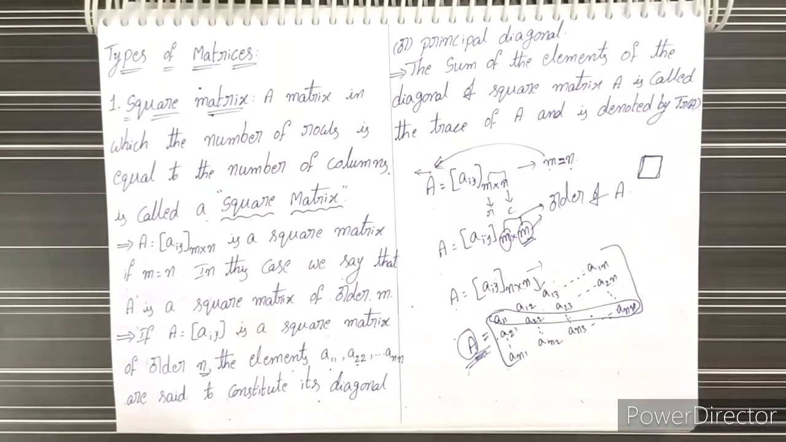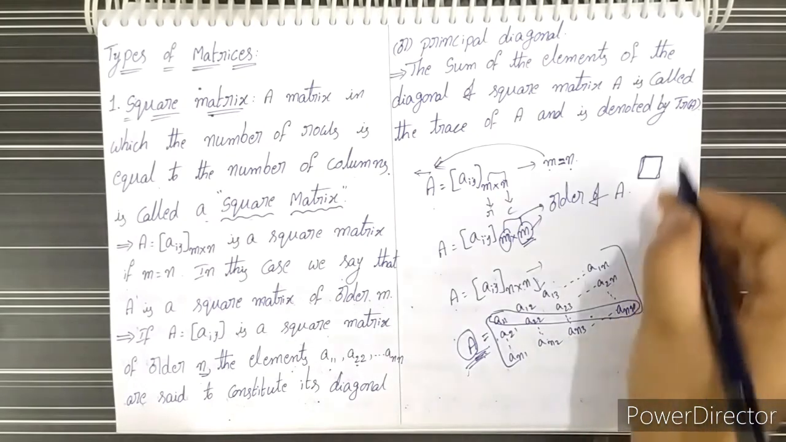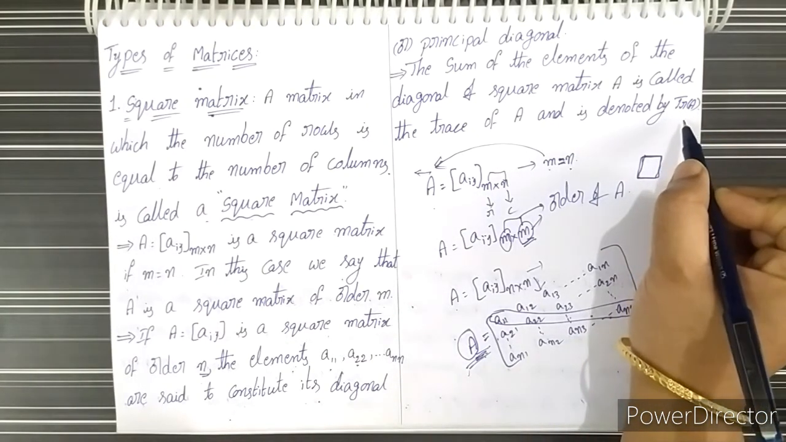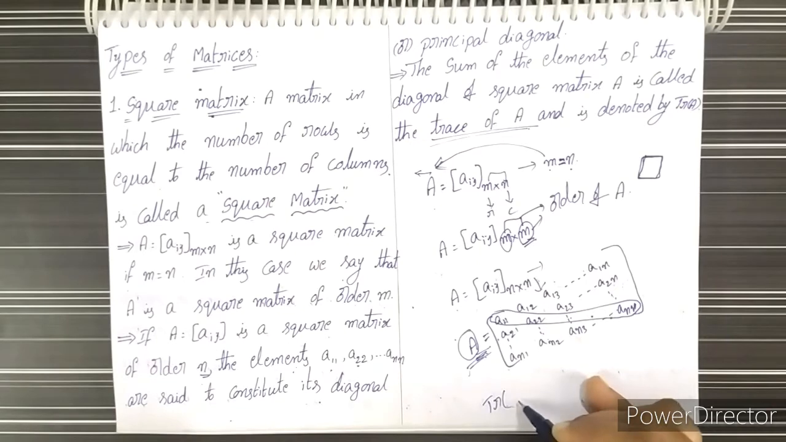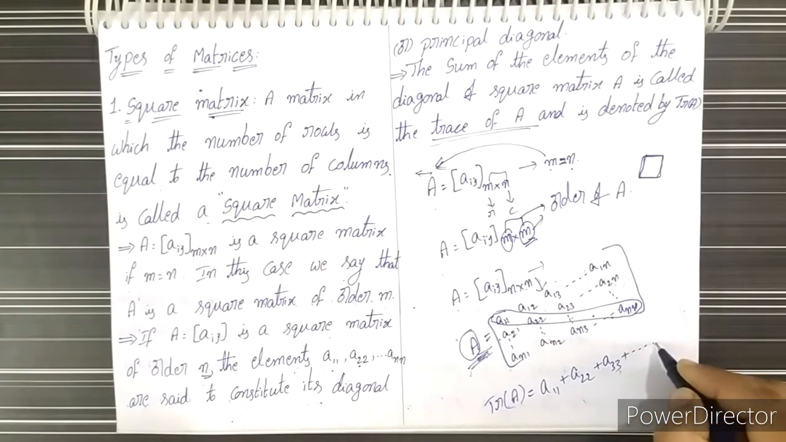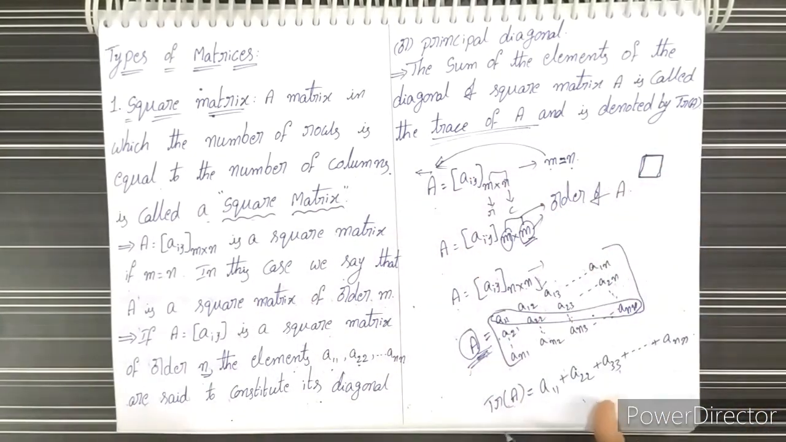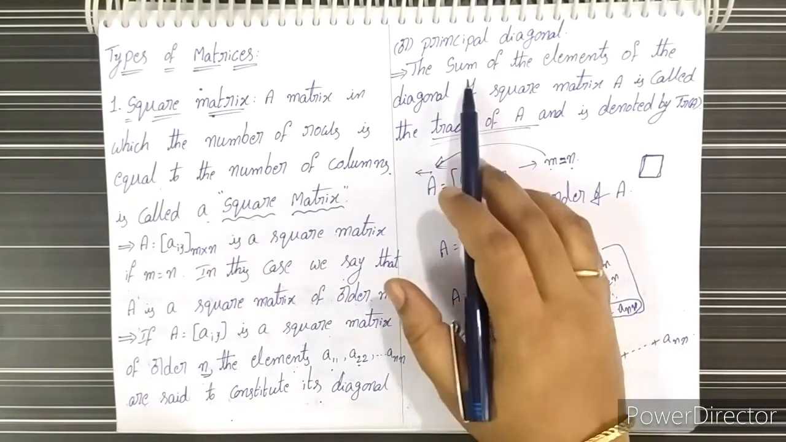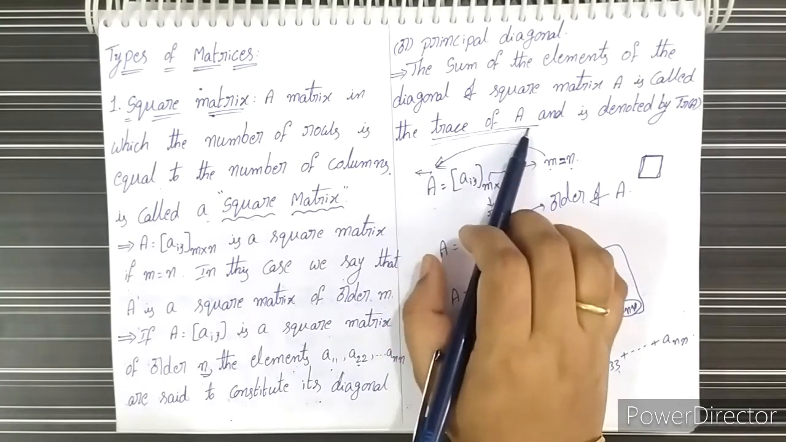And also, the sum of all diagonal elements is called the trace of a matrix A. That means trace is written as tr(A). Trace of matrix A is equal to a11 plus a22 plus a33 plus and so on plus ann. Trace of a matrix A is denoted by the letters tr(A). That means the sum of the elements of the diagonal of a square matrix A is called the trace of A.